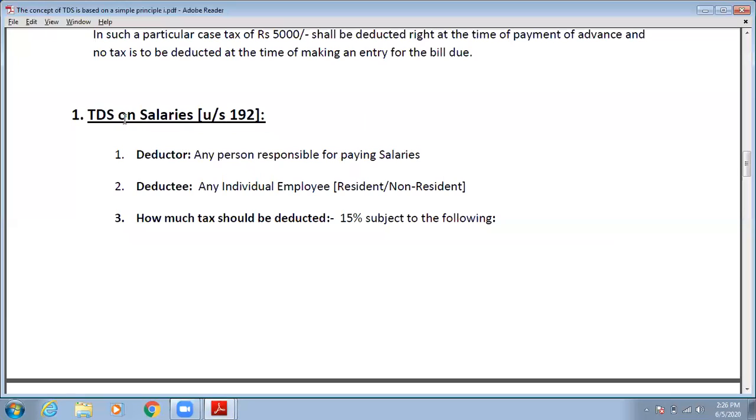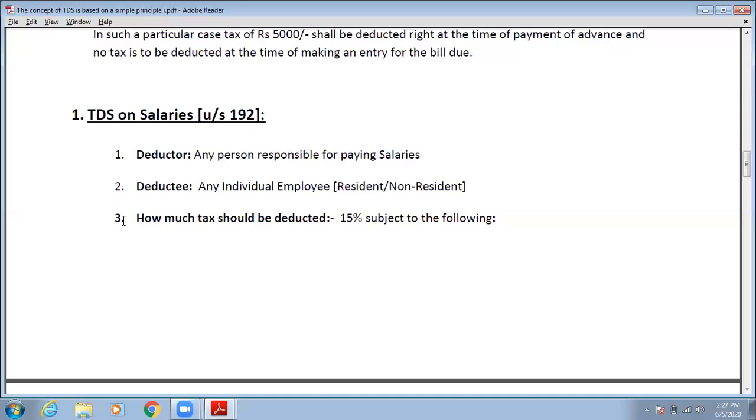On TDS on salary, how much tax do you have to deduct? First of all, who will be the deductor? Any person responsible for paying salary. The person who pays the salary to the employees will be known as the deductor, and that person will deduct the tax. It may be any resident or non-resident as well.